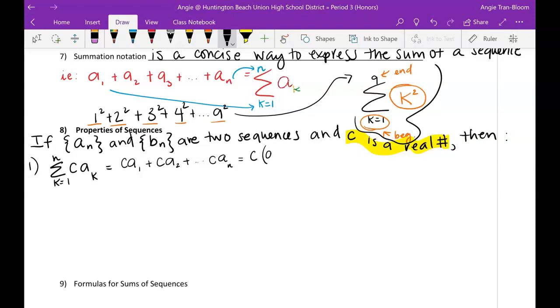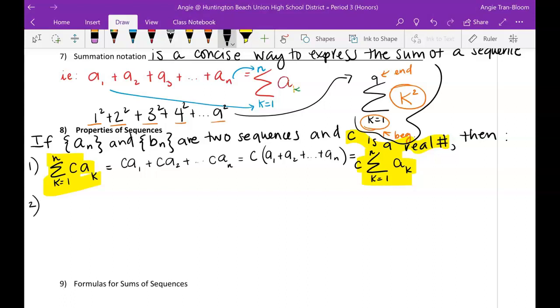Then we can just add a1, a2, skip a few, a sub n. Those are equivalent. So that is also equivalent to the summation, again k starting at 1, of adding all the a's first, then multiplying by c, ending at n, of a subscript k. So what this is saying is that the summation of c times a subscript k is the same thing as doing the summation of a subscript k first and then multiplying by c. Okay.